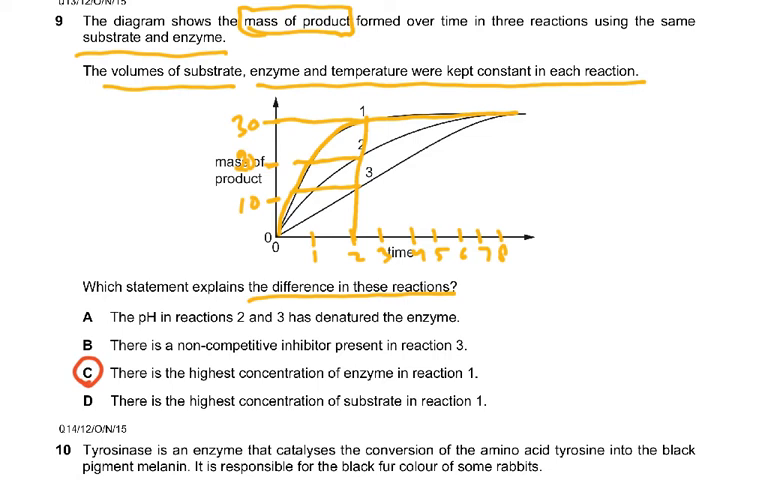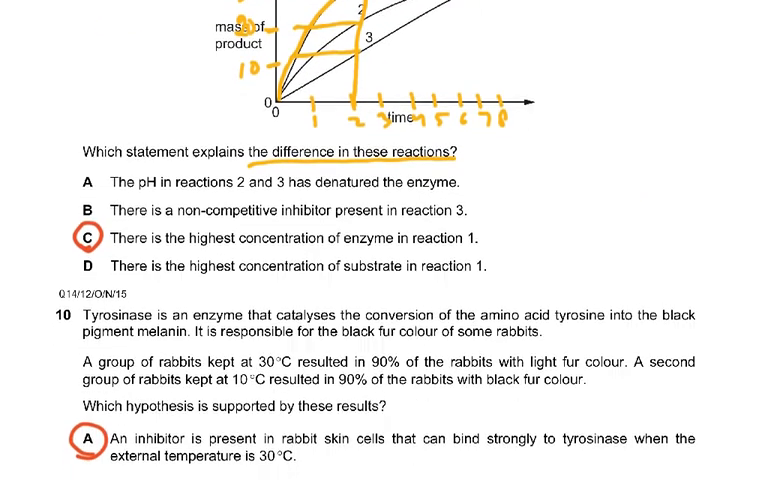So mass of the product is dependent on the number of active sites. So this is how you have to figure this out. Please understand this. I always ask you all to label the axes and then read the story to yourself.